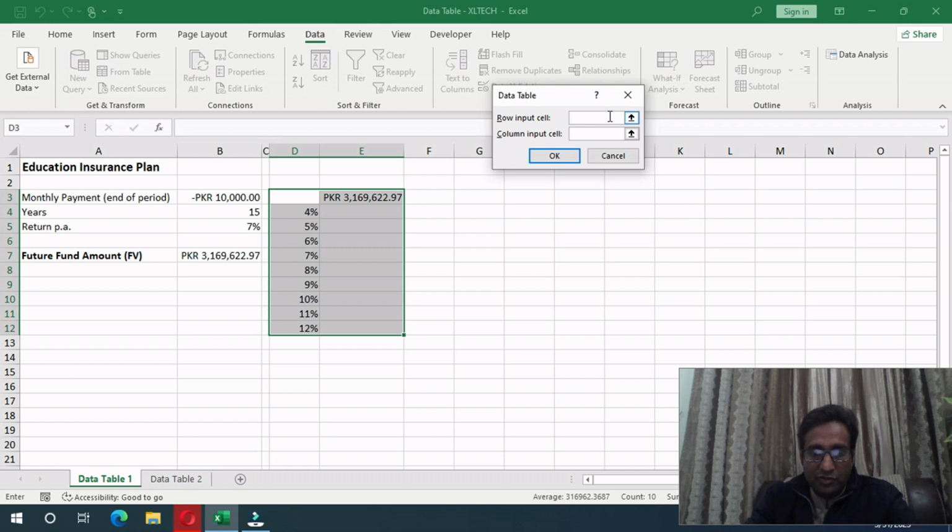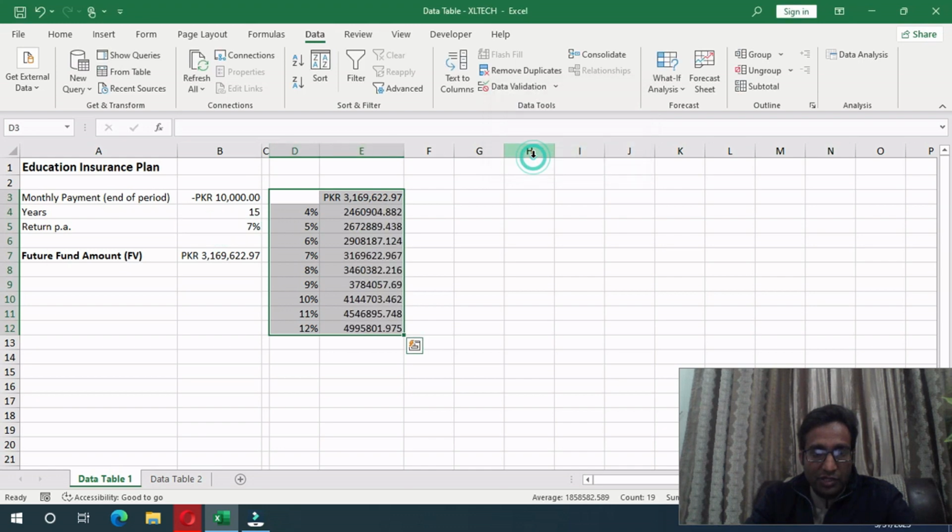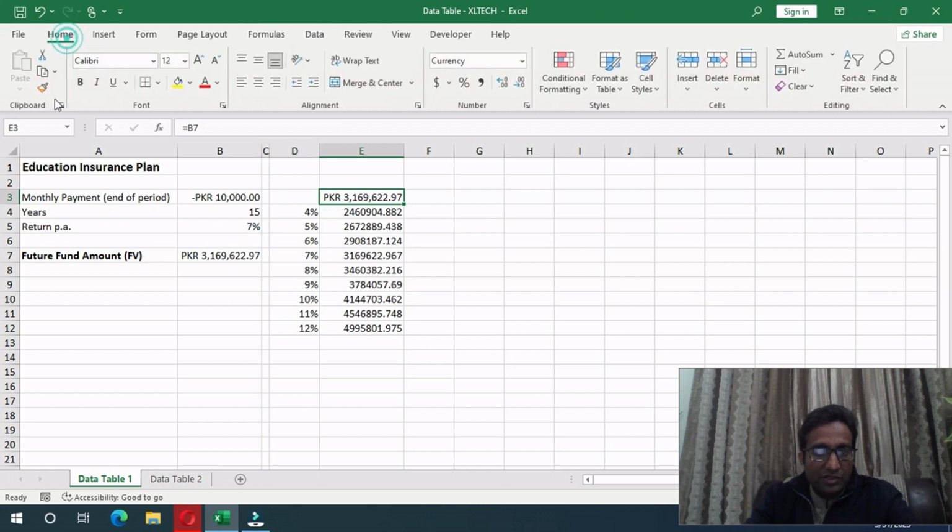So the row input cell will remain empty, but in the case of the column input cell, we will give this rate of return on the basis of which we have these results. So we will give this rate of return as a reference. This is our input value. Okay, and you can see that we have different values or results or outcomes based on the different rates of return. Let's change the currency symbol to PKR.